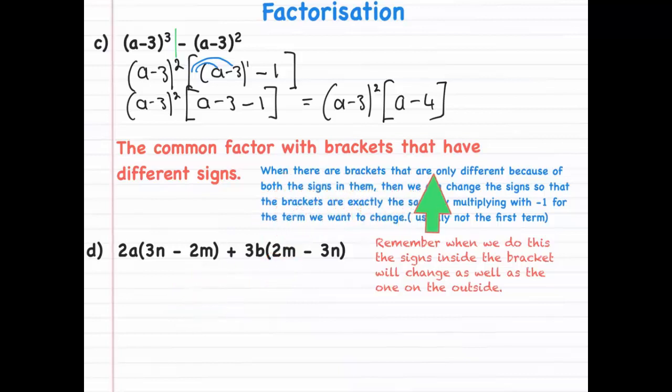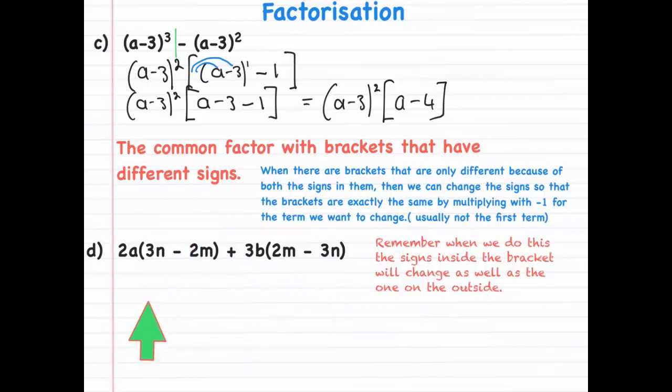When there are brackets that are only different because the signs are different, do you agree? Then we can change the signs so that the brackets are exactly the same by multiplying with minus 1 for the term we want to change. So I can change this term or this term, okay? But here I put in brackets usually not the first term. So I'm not going to change this one, I'm going to change the second one. And here, remember, when we do this, the signs inside the bracket will change as well as the sign on the outside. Okay, so here we go.